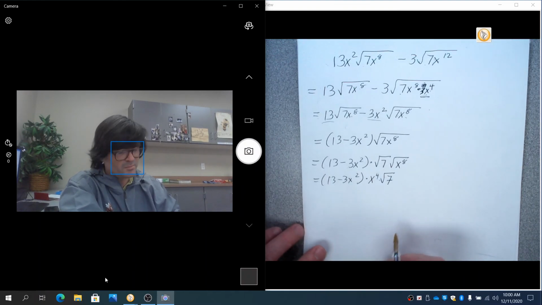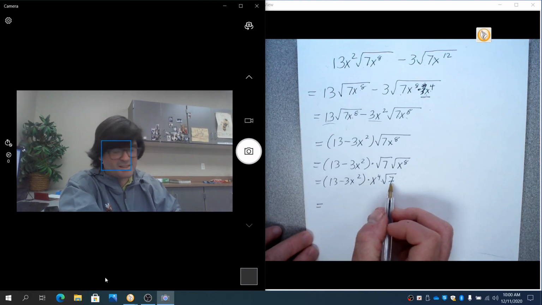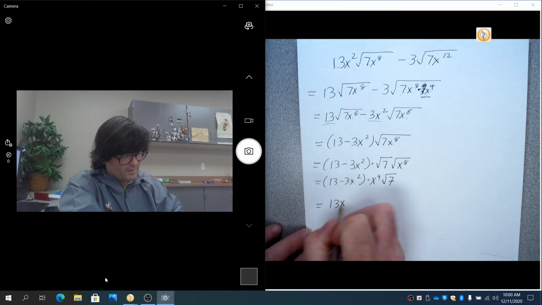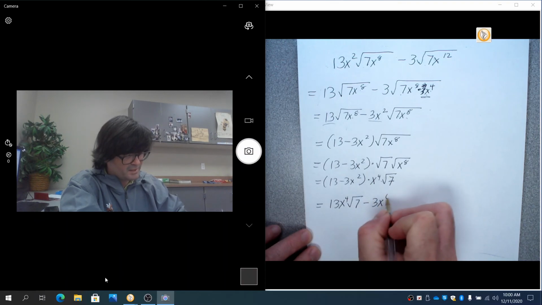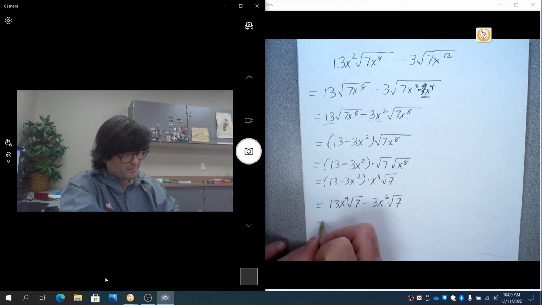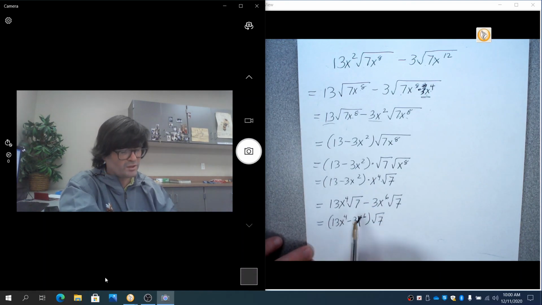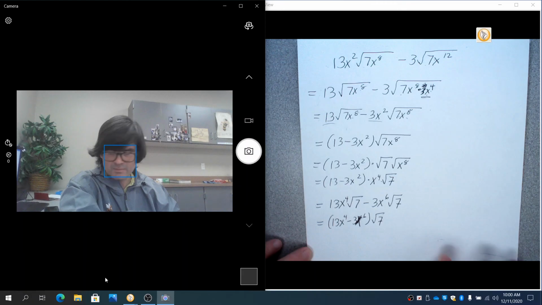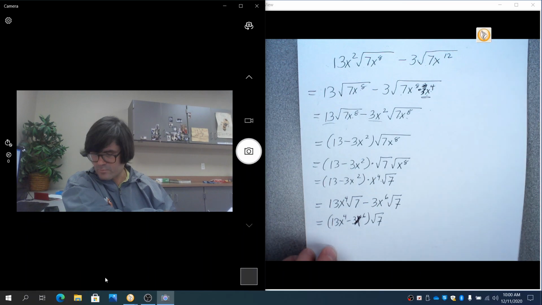And the last thing I want to do is multiply this x to the 4th through. And I can just multiply the x to the 7th through too. So we'll have 13 x to the 4th root 7 minus 3 x to the 6th root 7. And like I said before, you never know how the answer choices are going to be presented. So you could have 3x to the 6th times root 7. Either one of these is a viable answer where I just factor out the root 7 there. So I think this will pretty much wrap you up.